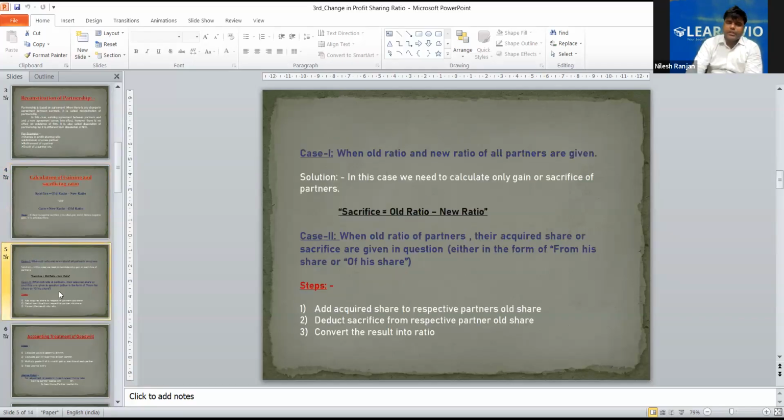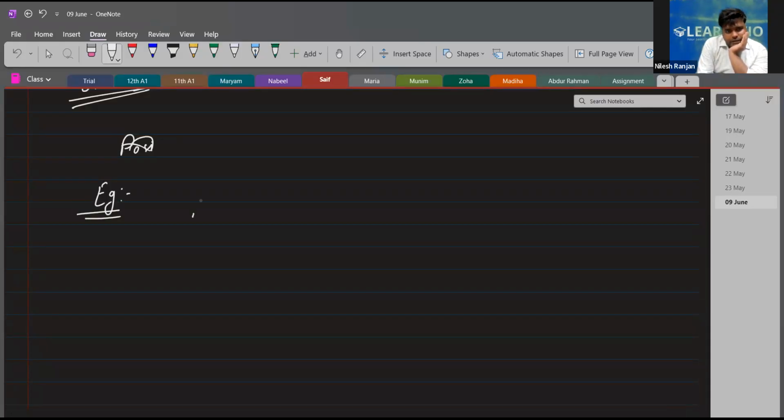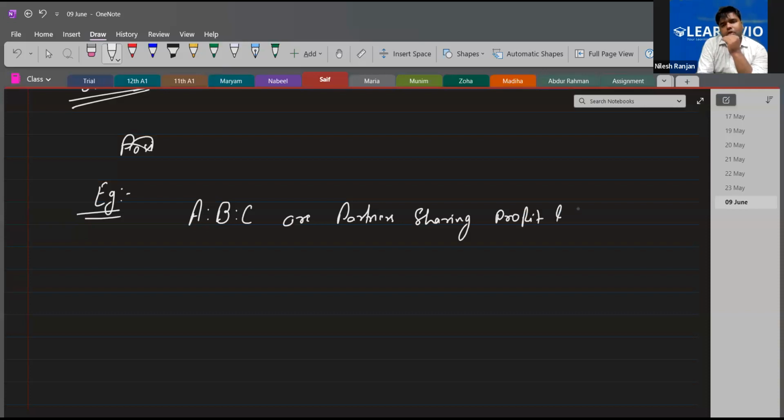Now, there are two cases in this calculation of gaining sacrificing ratio. One is when old ratio and new ratio of all partners are given. I will give you one example to understand. So let's say that there are three partners, A, B, and C, and they are partners sharing profit and losses in the ratio of 5:3:2.